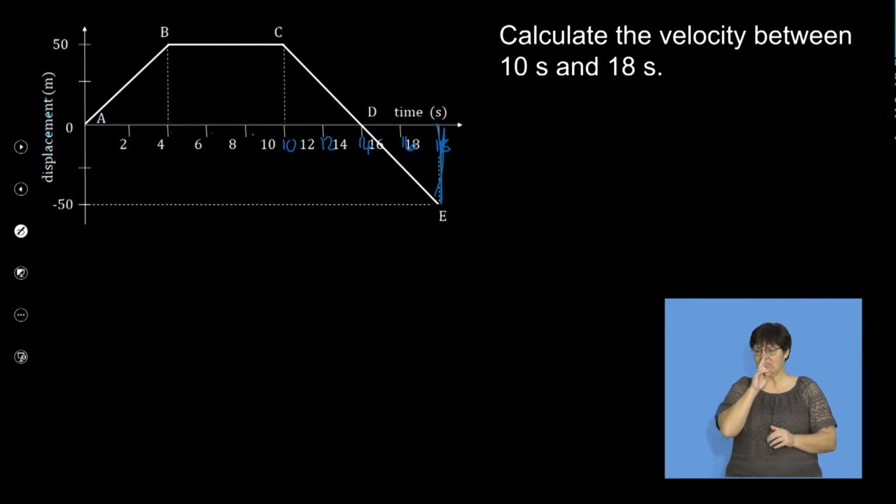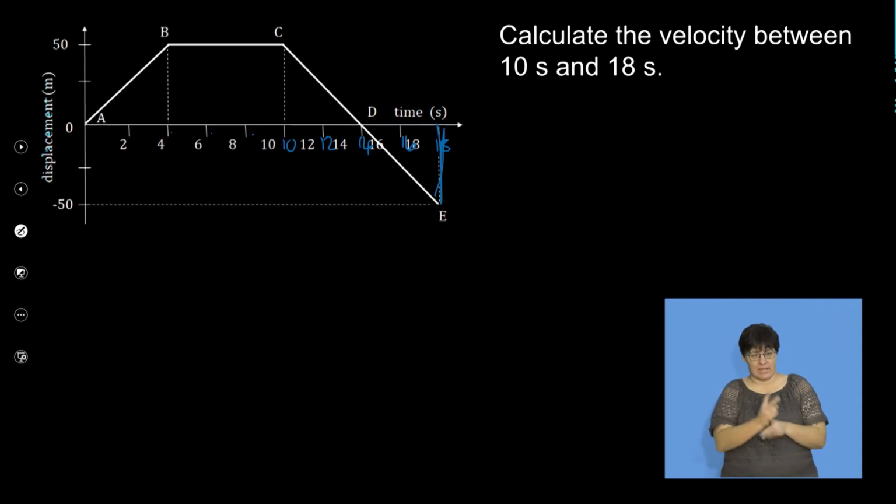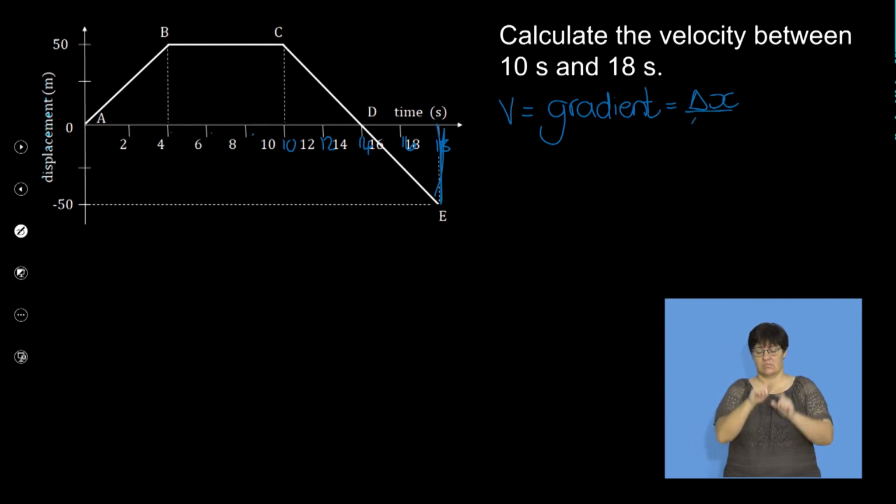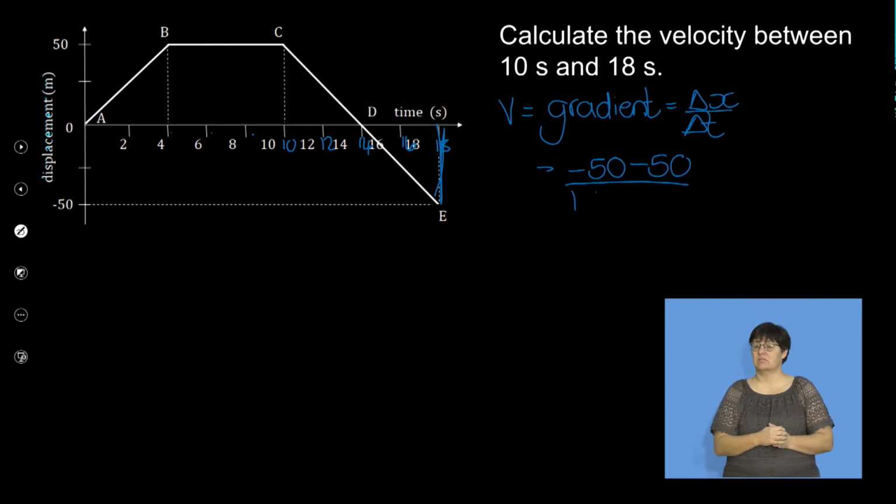I know it's hard to see. Now here, we're looking at the gradient of the graph. So we want V, we're looking at the gradient, and the gradient is change in x over change in time. So we're going to go final, which is minus 50, minus initial, which was 50, and it's going to be 18, because it's 18 seconds minus 10.